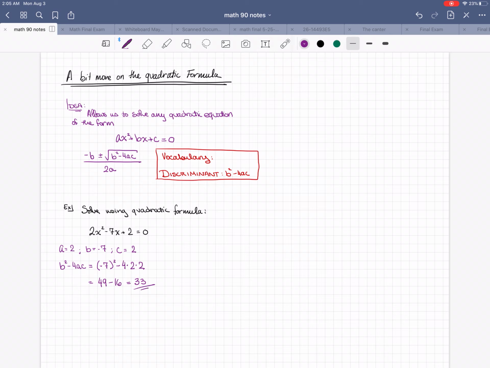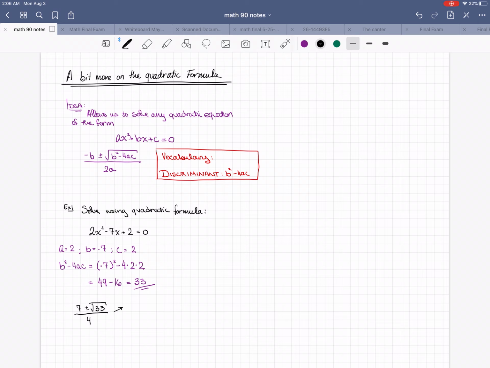Okay? So now we have essentially all of the bits and pieces of the formula worked out, and we just have to put it together. So when we do that, we have negative b, so the opposite of b, which is positive 7, plus or minus the square root of the discriminant, which we've already taken a second to figure out, and then all over 2a, which since a is 2, 2a is 4.